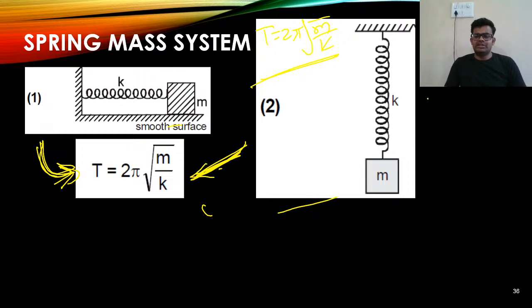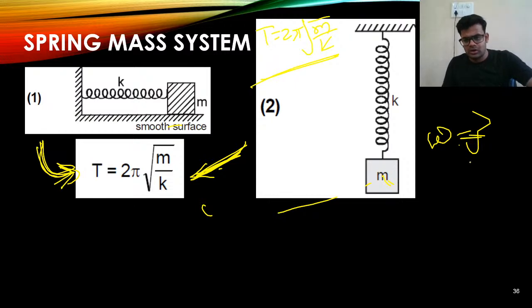Remember, what is the angular frequency for this system? So angular frequency omega is equals to under root of k by m.